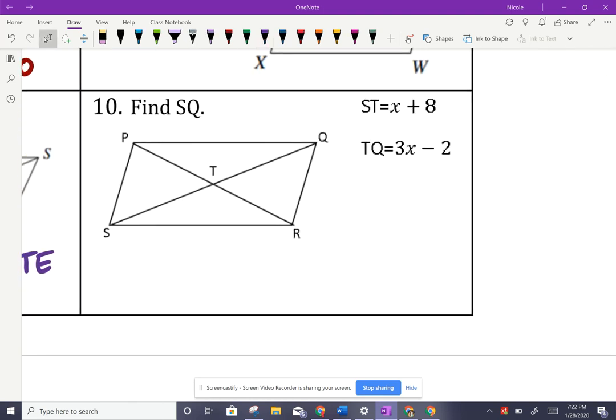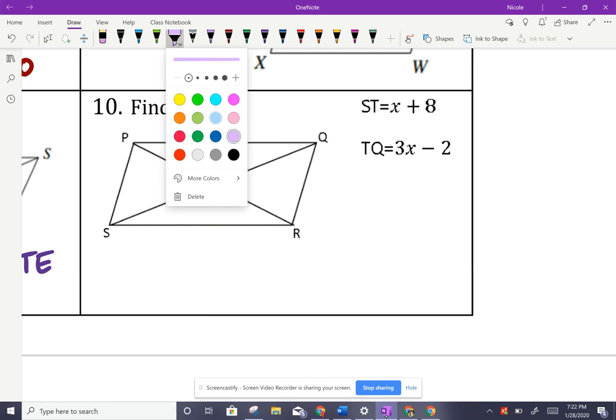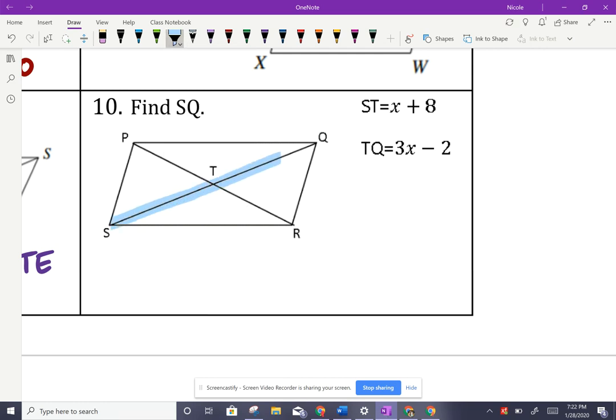And one last one for the road. We're going to find SQ. So let's see. SQ is also a diagonal. I'm going to give us another color here. It's blue. It's our diagonal here. We have ST, which is x plus 8, and TQ, which is 3x minus 2.